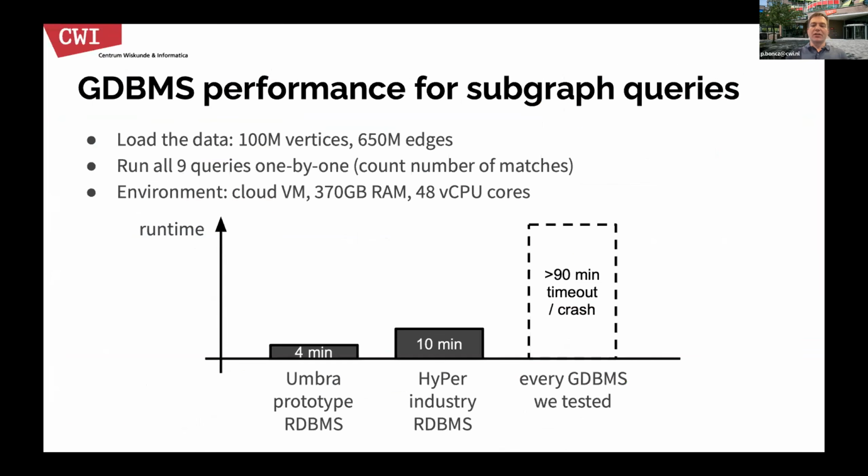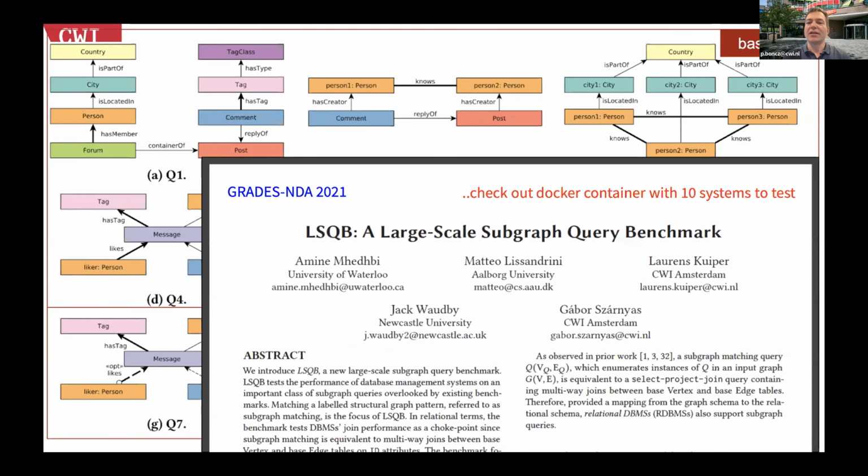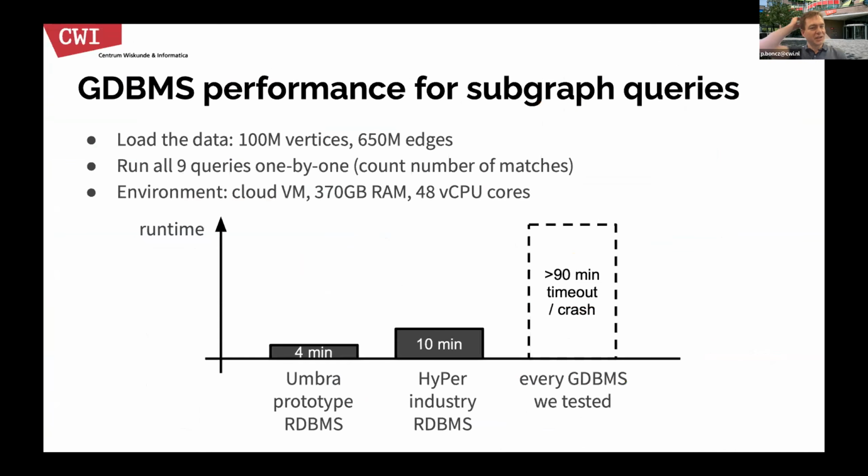What's to be said here is that, also due to licensing restrictions, I sometimes cannot name performance results of commercial graph data management systems due to the DeWitt clauses. But there is a Docker container that allows you to rerun these experiments and experience this all yourself. So Google it, check it out, and see what happens.